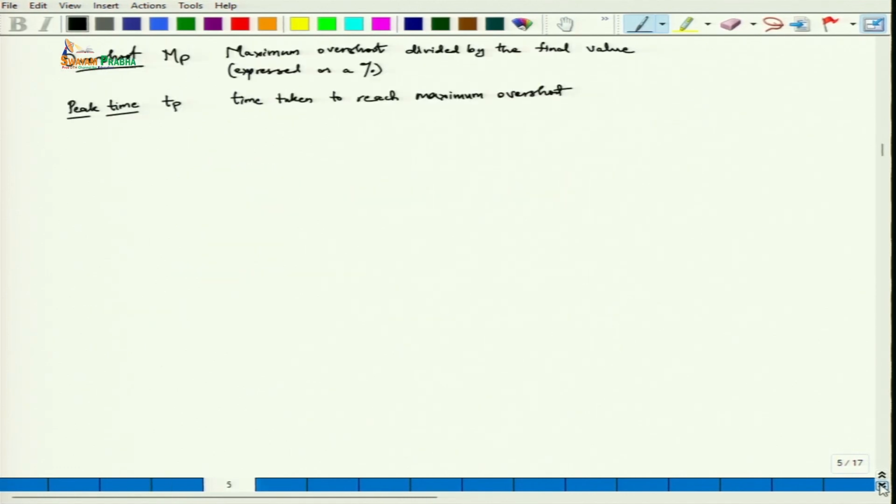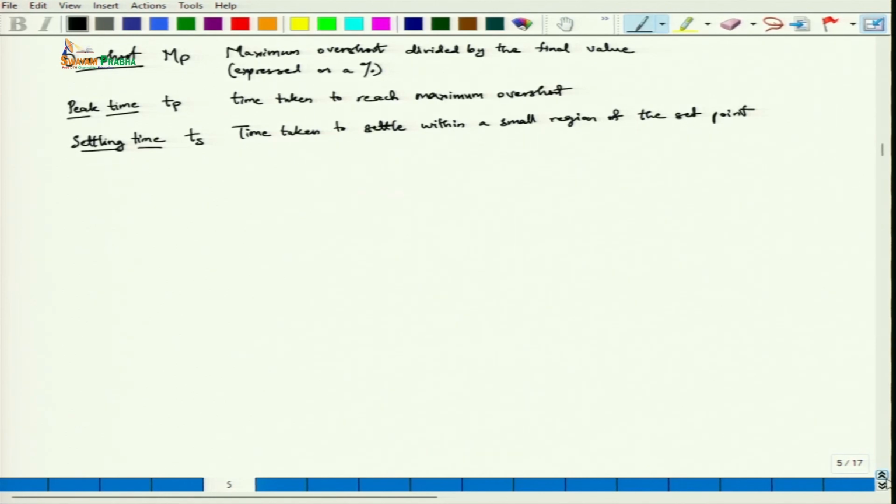And finally coming to the last specification, which is the settling time, denoted as Ts, is the time taken to settle within a small region of the set point.